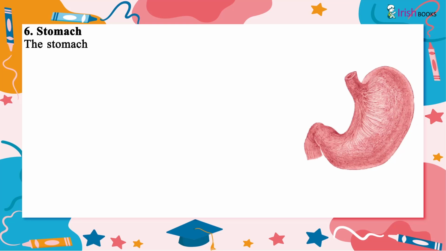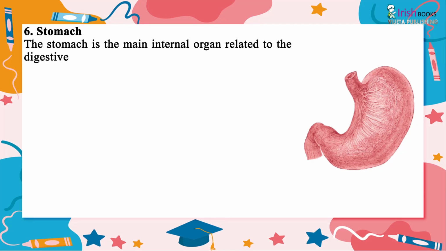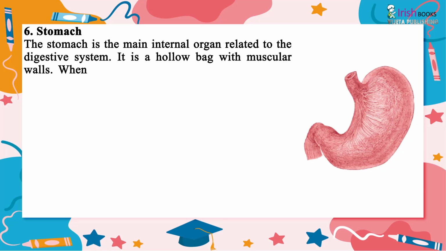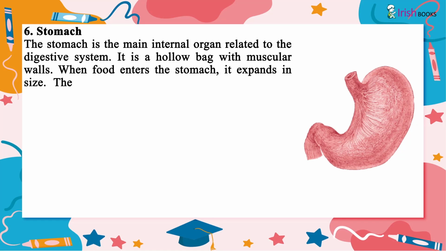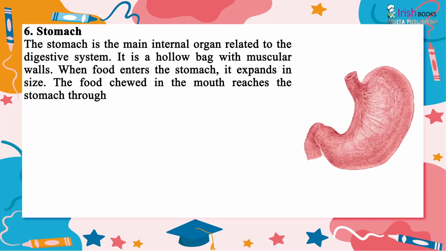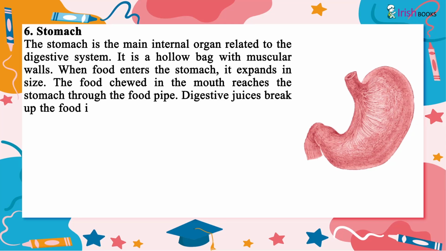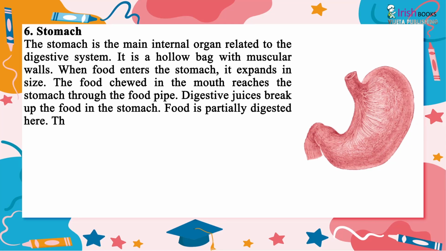Number 6. Stomach. The stomach is the main internal organ related to the digestive system. It is a hollow bag with muscular walls. When food enters the stomach, it expands in size. The food chewed in the mouth reaches the stomach through the food pipe. Digestive juices break up the food in the stomach. Food is partially digested here.